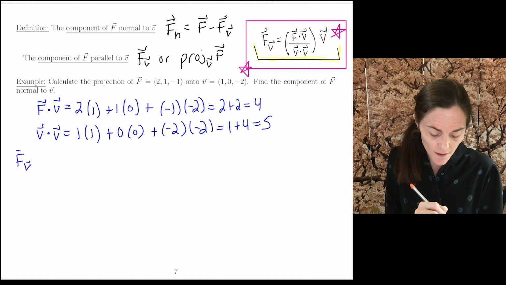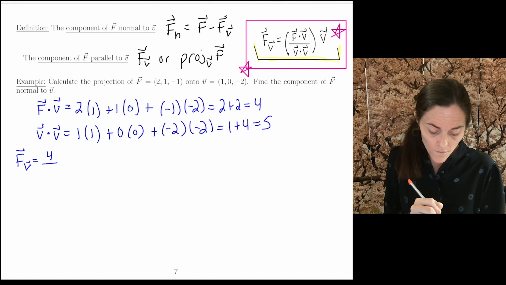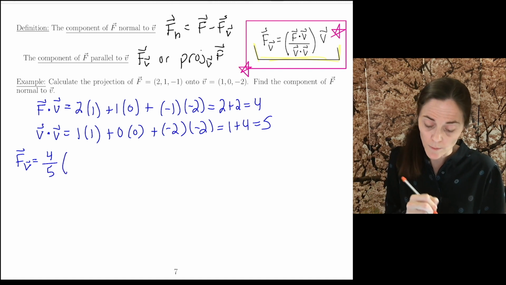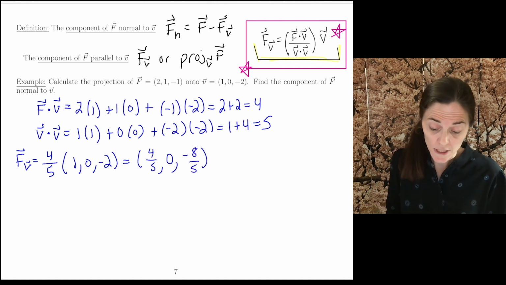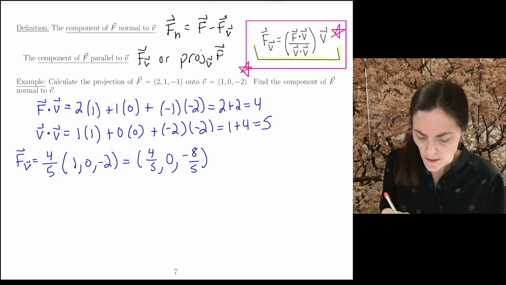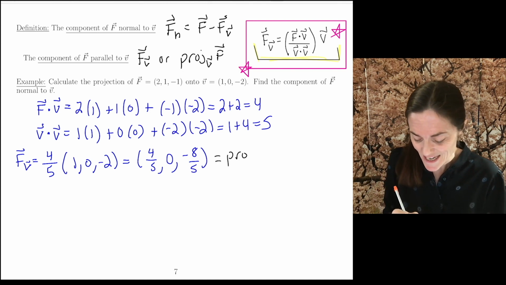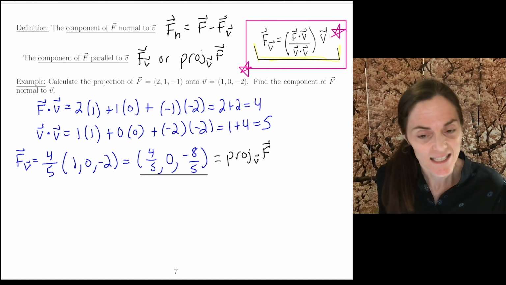Now we're ready for the projection, F sub V. The coefficient, we take 4 over 5 and then multiply by V, which is 1, 0, minus 2. And we can write this as 4 over 5, 0, minus 8 over 5. This is the projection. Now we have a second part, calculate the projection. You could also write this just as a comment, the projection, like this. It's two different notations for the exact same thing.